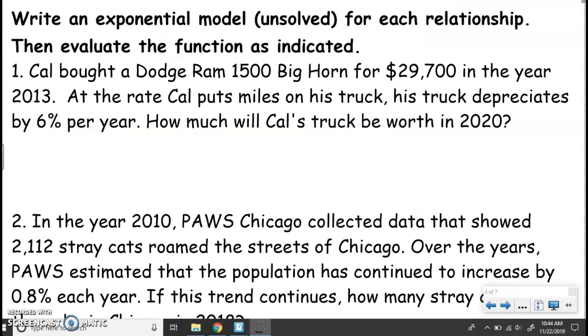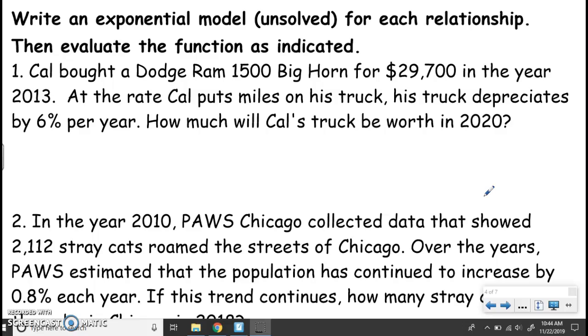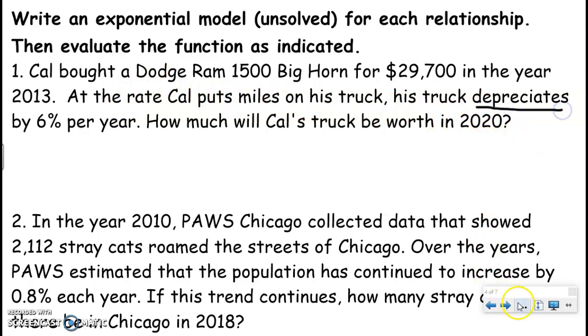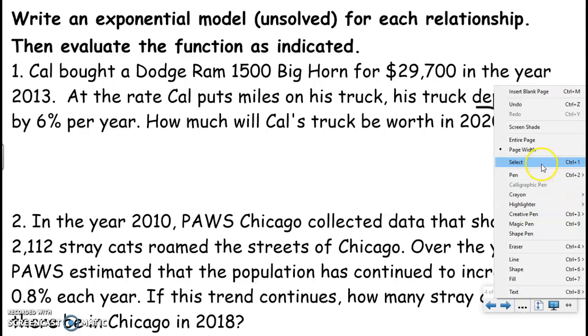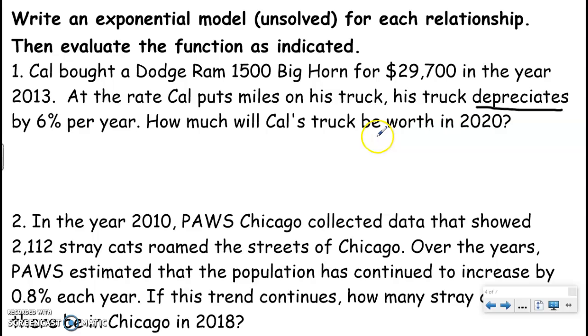Okay, so we are going to write an exponential model, unsolved, and then go ahead and find our answer here. So for the first problem, Cal bought a Dodge Ram 1500 Bighorn for $29,700 in the year 2013. At the rate Cal puts miles on his truck depreciates, keyword there, at a rate of 6% per year. How much will Cal's truck be worth in 2020? Okay, so our starting value is $29,700. The rate is 6%. So let's go ahead and set this up.